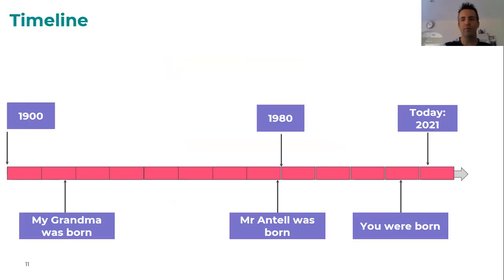Okay, let's just have a quick check of what a timeline is. So here is our timeline. We've got the year, this year, which is 2021, and we've got the year when you were born. So in between 2010 and 2020, somewhere around here. We've got 1980 all the way back here when Mr. Antal was born, just before that. And then my grandma was born all the way back here in between 1910 and 1920. And this is right at the start of last century, 1900. So these are in 10-year blocks.